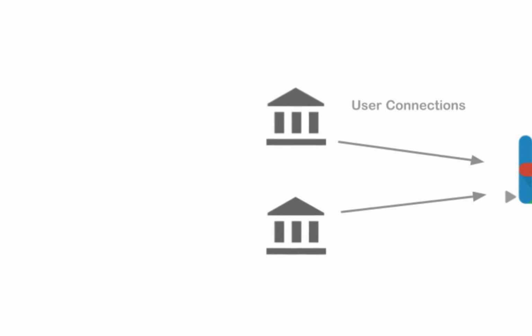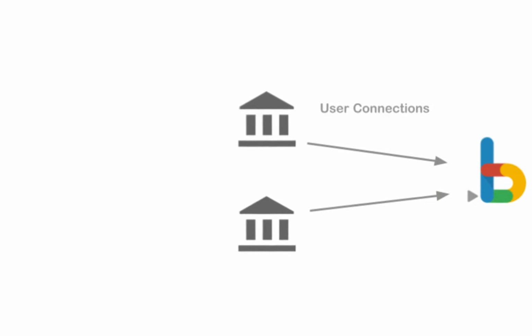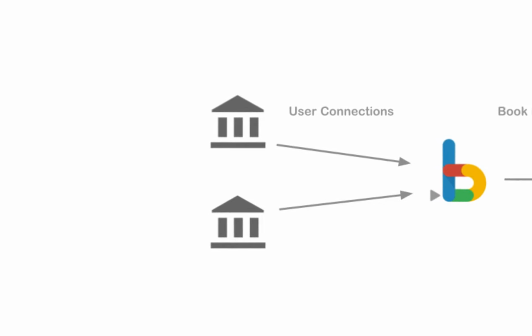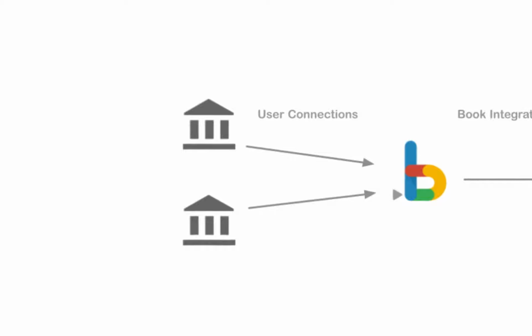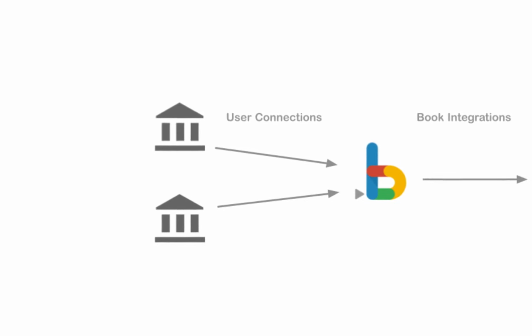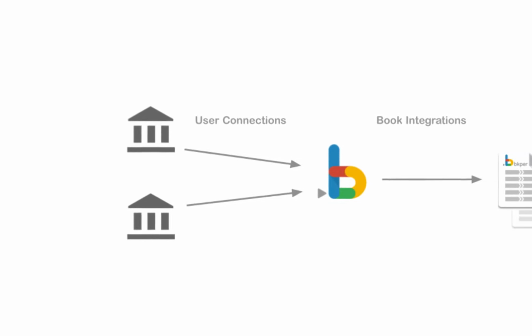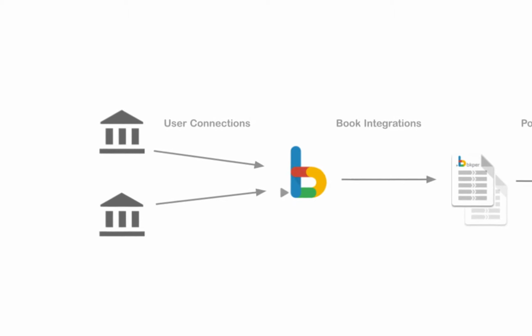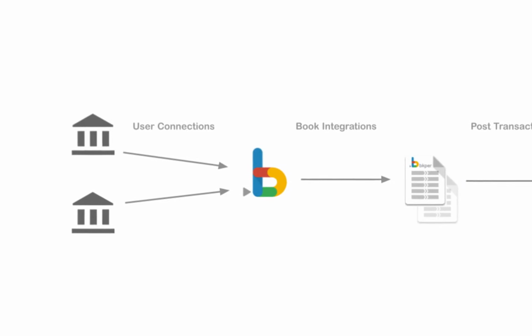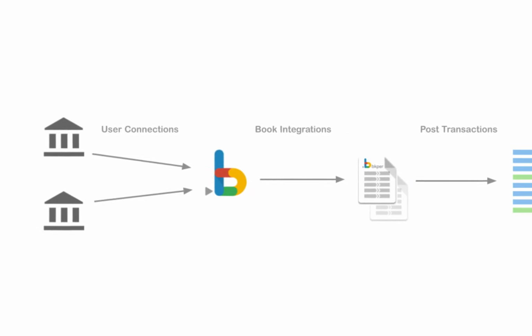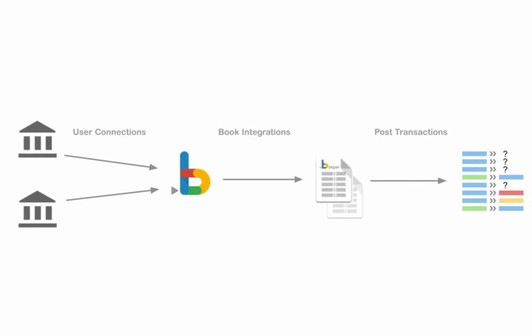Bookkeeper bank connections consist of three parts. User connections correspond to the part from the bank to Bookkeeper. Book integrations correspond to what you do with the data once it gets to Bookkeeper. And the third part is to actually post transactions from the bank in your book.